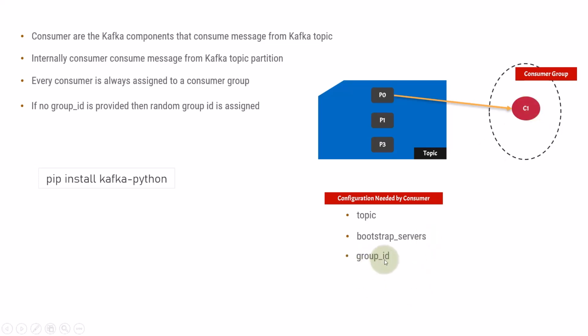The third one is the group ID. You need to assign a group ID to this consumer so that it can register itself to a consumer group. If you have not provided it, the consumer will still run, because Kafka internally creates a random group ID. This is all about a consumer. This is basically a consumer instance, not a consumer group. We'll understand in the next video what a consumer group is. But for a consumer to run, we need this configuration, and a consumer is always assigned to a consumer group. So keep in mind that consumers are the Kafka components which consume messages, and they are always registered to a consumer group.